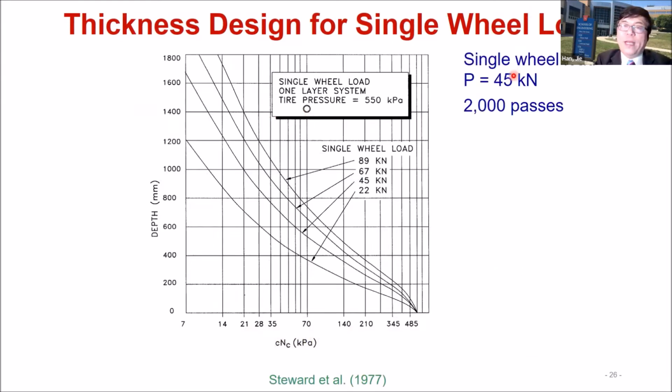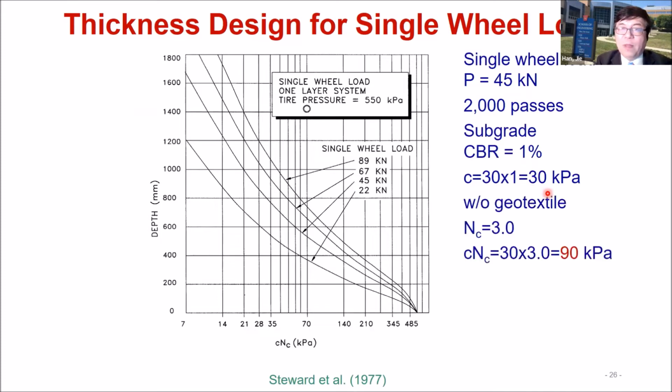If we have a single wheel load of 45 kilonewton, 2,000 passes, subgrade CBR 1%, we can estimate that the undrained strength is 30 kilopascal. Without the geotextile, using bearing capacity factor 3, we can calculate Nc times c is 90 kilopascal. With geotextile, using bearing capacity factor 5.5, Nc times c is 165.